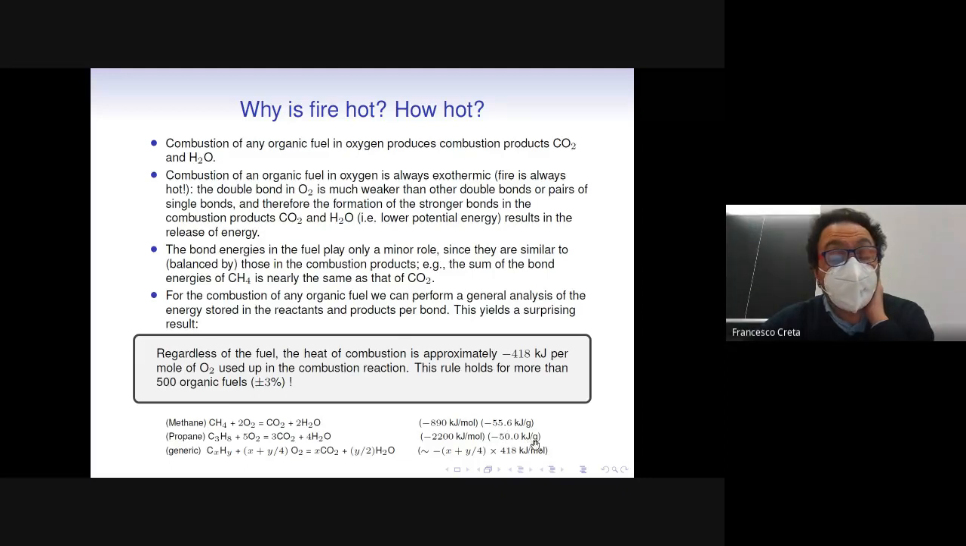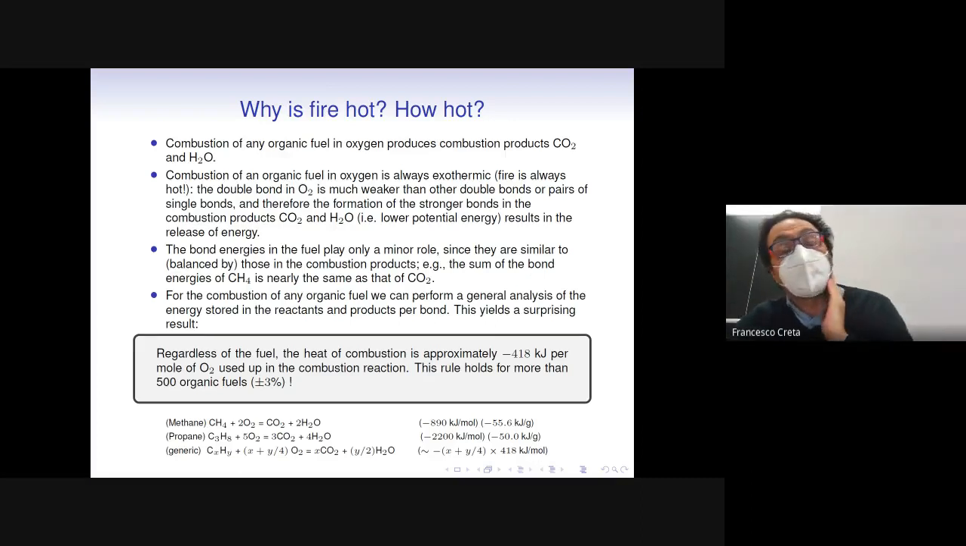50 kilojoules per gram of propane being released. And you can go on and on with any sort of general hydrocarbon. If you balance this reaction, you will have x plus y over 4. It doesn't really matter, you can do it yourself. You multiply by 418, and you get essentially the amount of heat that can be produced.